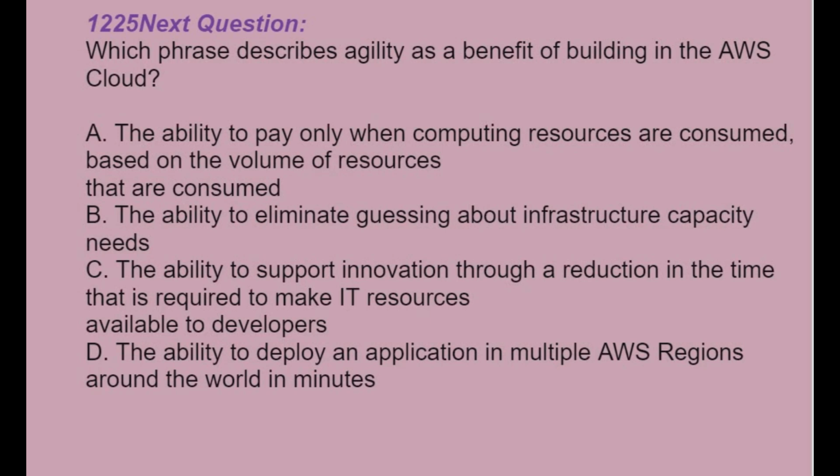Option A, the ability to pay only when computing resources are consumed, based on the volume of resources that are consumed. Option B, the ability to eliminate guessing about infrastructure capacity needs. Option C, the ability to support innovation through a reduction in the time that is required to make IT resources available to developers. Option D, the ability to deploy an application in multiple AWS regions around the world in minutes.